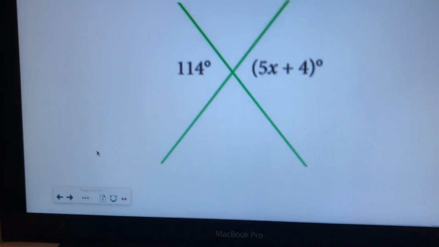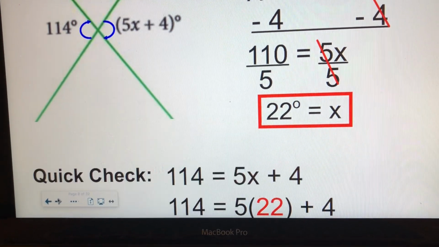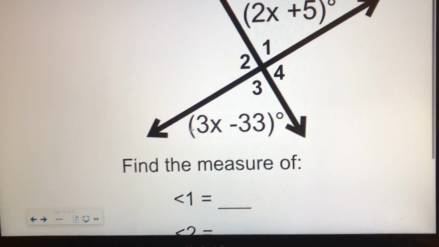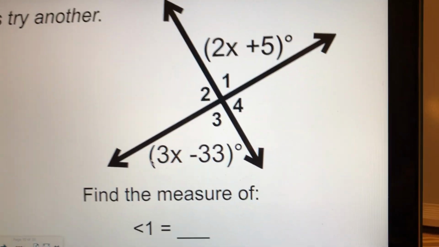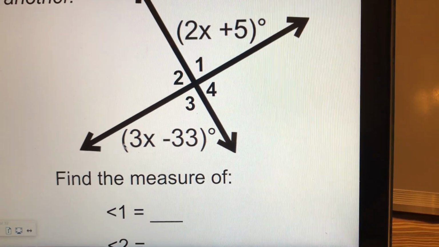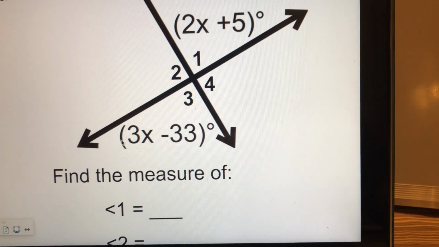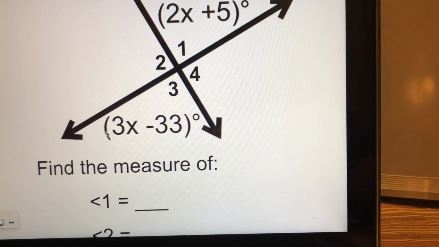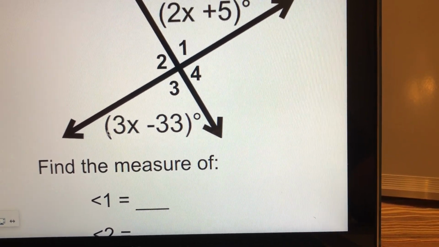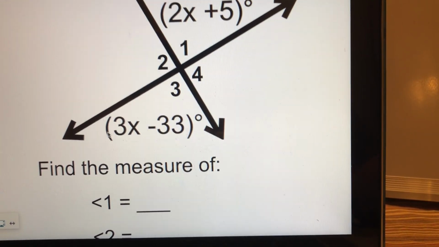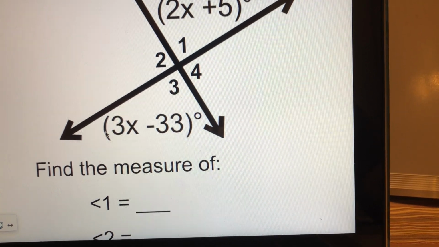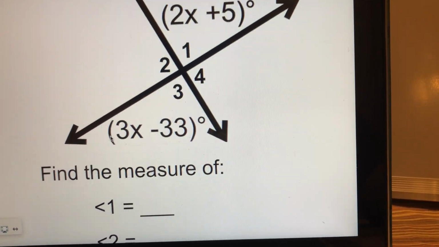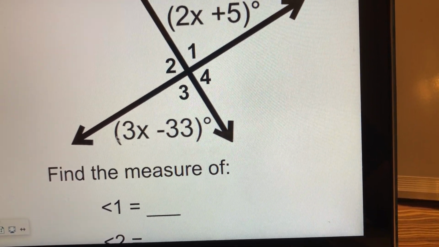Okay, so we're going to skip the next. Okay, let's try another one. We have a lot of let's try another ones. So here we go. I'm going to draw our drawing. We have 1, 2, 3, 4. Angle 1 is 2x plus 5. And angle 3 is 3x minus 33.